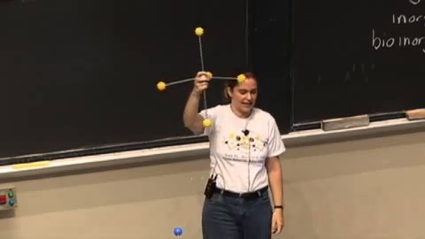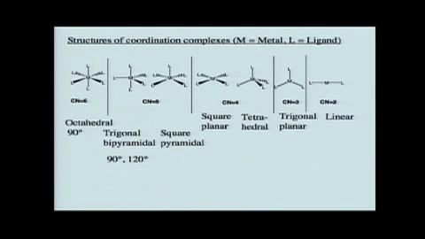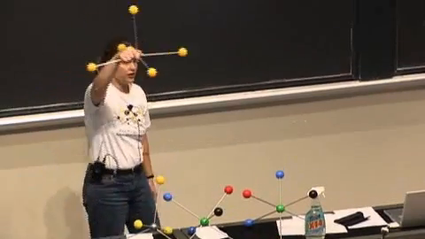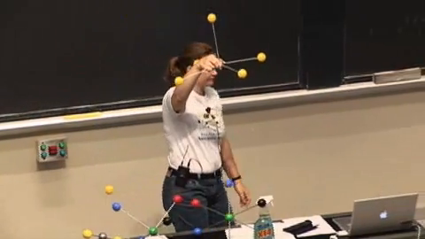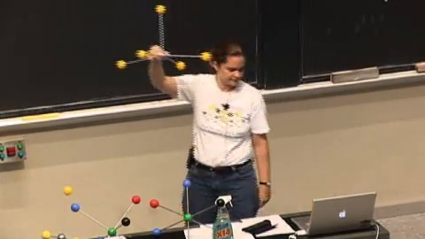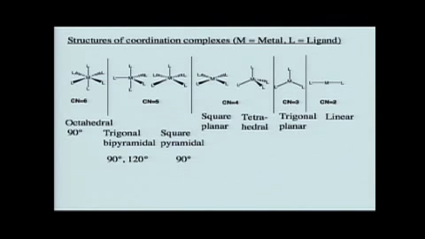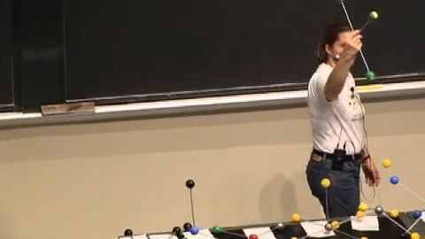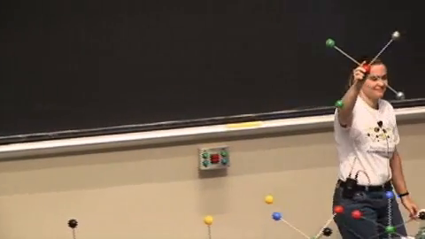So we have 90 and 120. What about in our square pyramidal system? What are the angles here? 90. What about square planar? 90.